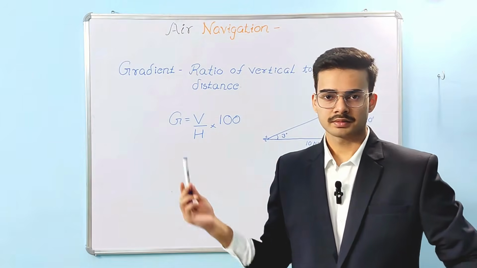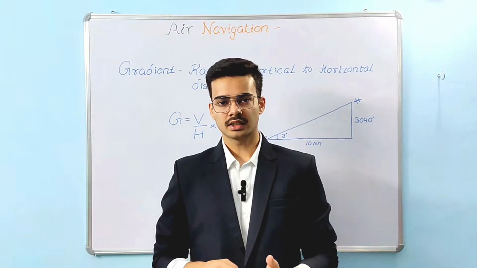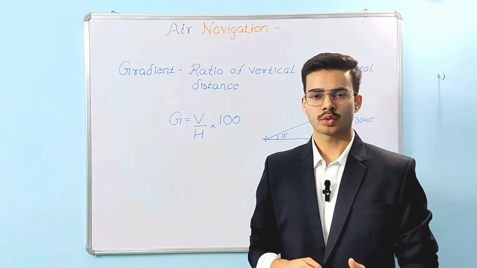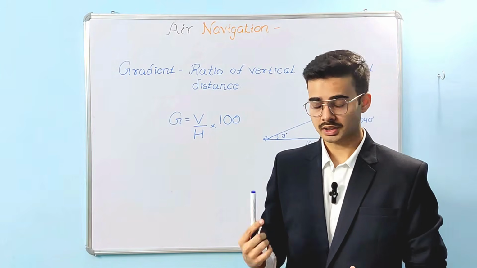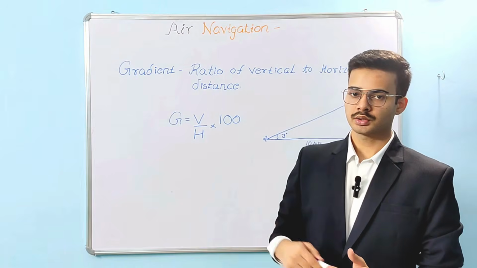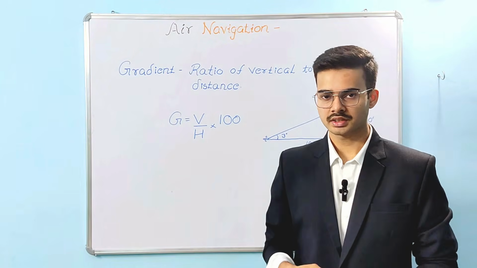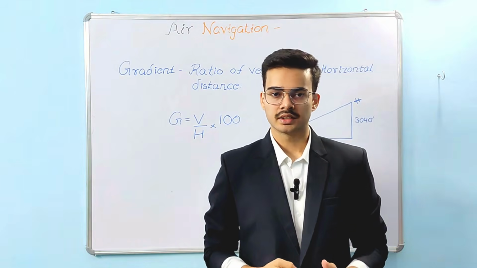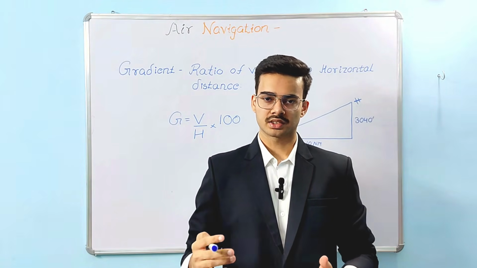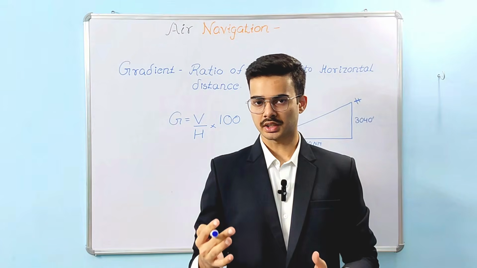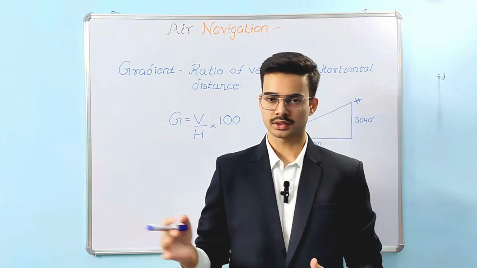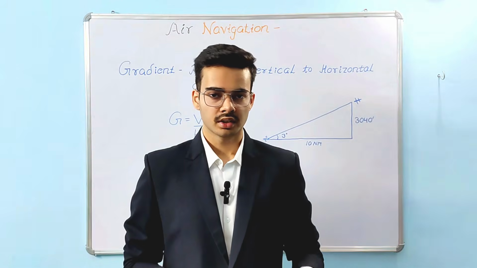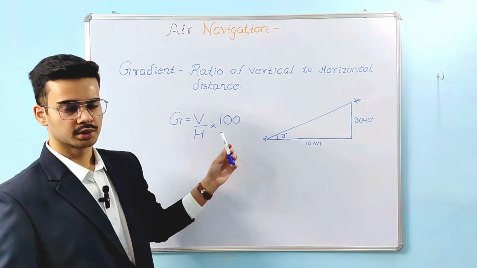That's gradient. Till now we were dealing with angles in degrees, like 3 degree, 5 degree, 9 degree. But what if they give a gradient? What is a gradient? It is the ratio of vertical to horizontal distance written as a percentage, so multiplied by 100. And it is possible that instead of theta in degrees, you get a gradient. And then how will you solve the question? So using this formula, you can do it.